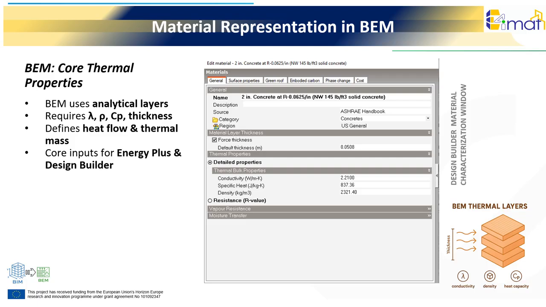These parameters do not need visual detail, they simply need to be accurate. They form the foundation of all heat transfer calculations in BEM tools. With these values in place, the simulation engine can estimate heating and cooling loads and understand how the building envelope behaves. For beginners, the key message is that BEM requires performance data, not physical geometry.